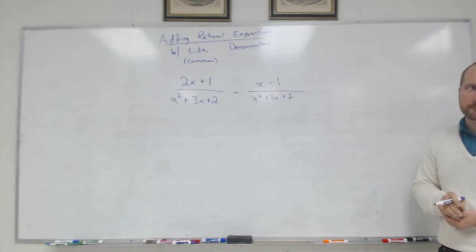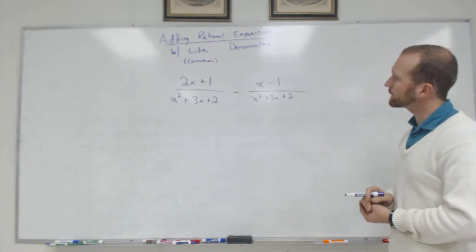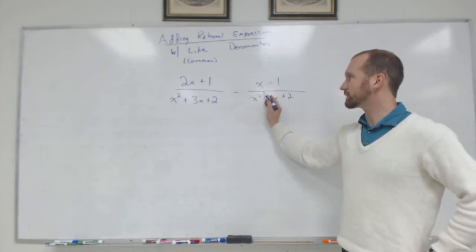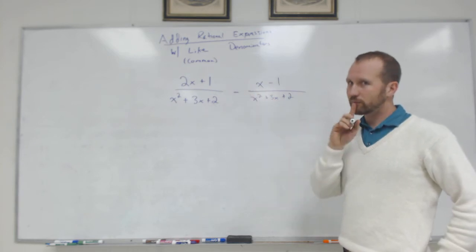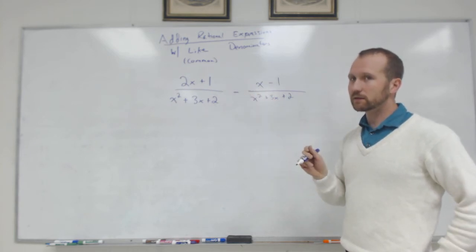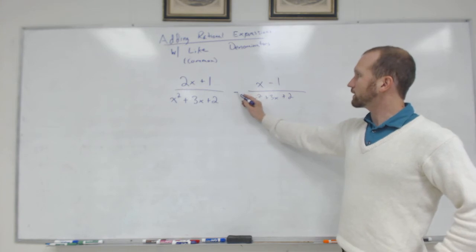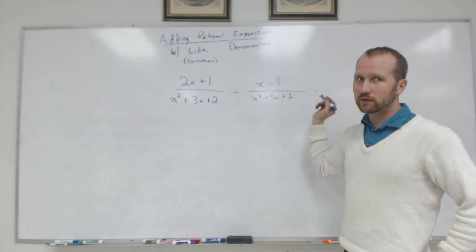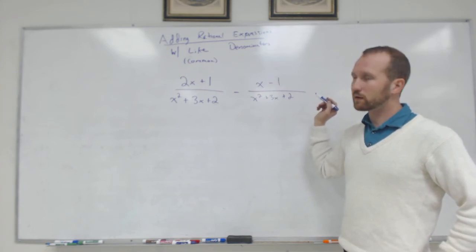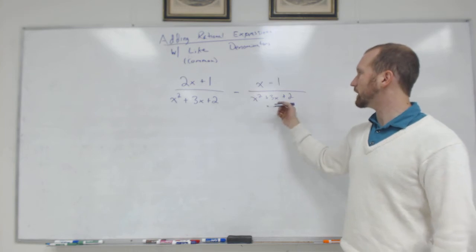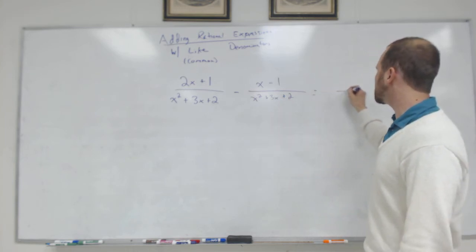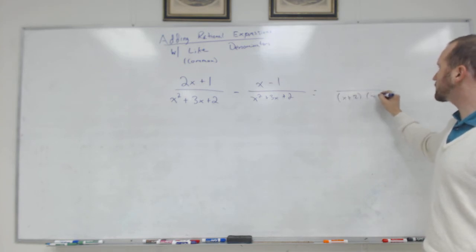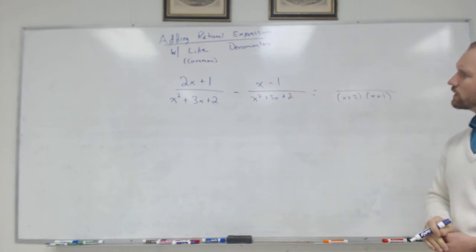So if I'm subtracting this from this, what that means is that the minus applies to everything in the numerator. Okay? So I've got the same denominator. I would probably factor this, right? So factors of 2 that add up to 3 are 2 and 1.